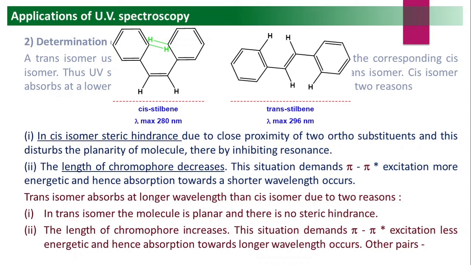The length of the chromophore is increased. See here, this length of the chromophore is short and this length of the chromophore is long. So this situation demands that the pi to pi star excitations will be less energetic. So the energy gap will be less, so the energy required is less, and hence absorption is towards the longer wavelength. So this is one of the applications, the determination of cis and trans isomerism.